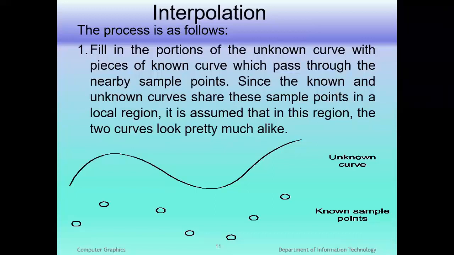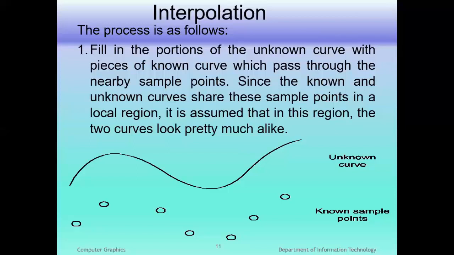If the sample points are closer to each other, we can easily guess a correct curve. Our guess may not be exactly right, but it can be an acceptable one. Suppose we want to draw a curve of the shape shown in this figure, and we have a set of sample points as shown here. From the known sample points, we can draw a curve which passes through the nearby sample points. Now we will try to fit the known curve to these sample points.